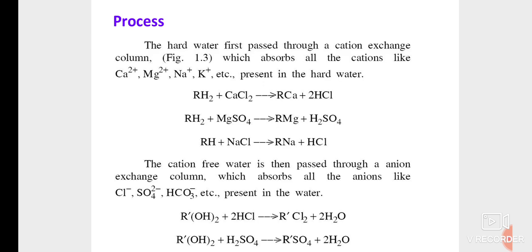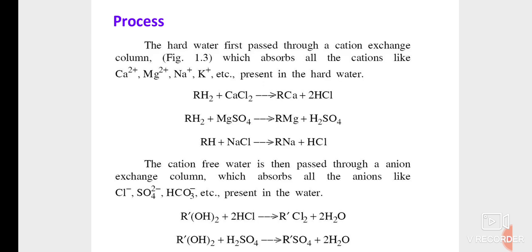So first, R-OH twice reacts with 2HCl, the 2HCl coming out from the cation exchanger column, to form R-Cl2. Here Cl is the anion, so the anion exchanger absorbs anions like Cl minus to form R dash Cl2 plus 2H2O. The 2H2O is very pure water. It is free from anions and cations, so it is called DM water, or demineralized water, or ion exchanged water. Okay.